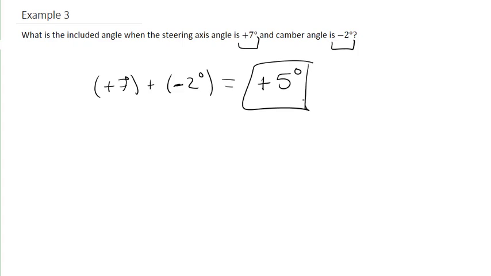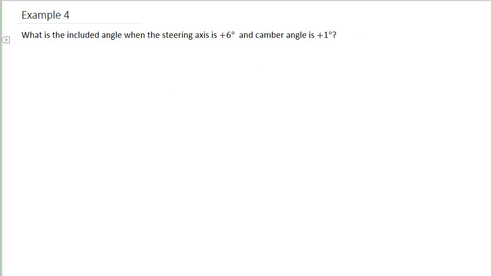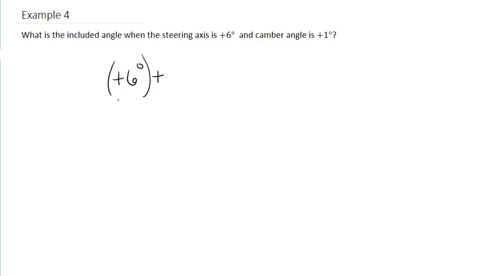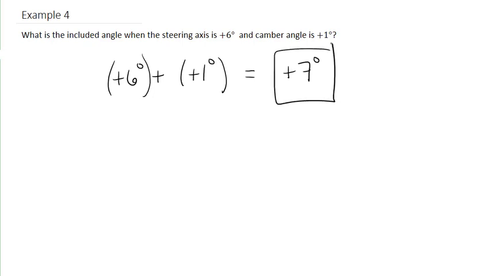So let's look at another example. Example 4: what is the included angle when the steering axis is positive 6 degrees and the camber angle is positive 1 degree? We are adding this positive 6 plus this positive 1, which gets us to positive 7 degrees. And that would be our included angle. Now let's look at another example.